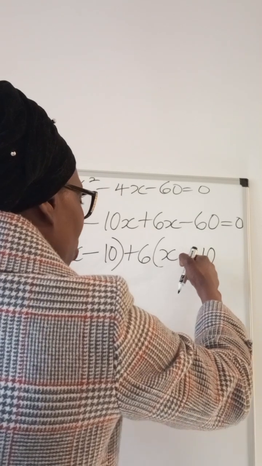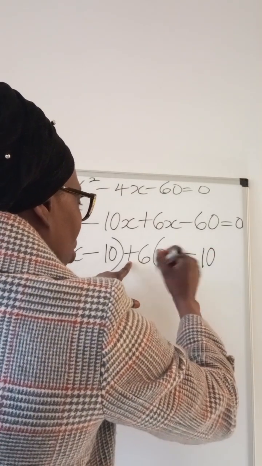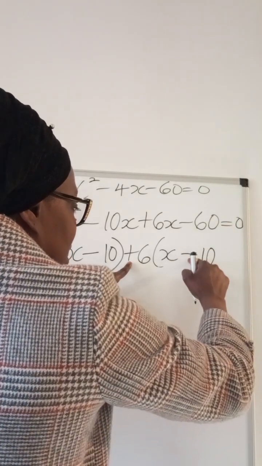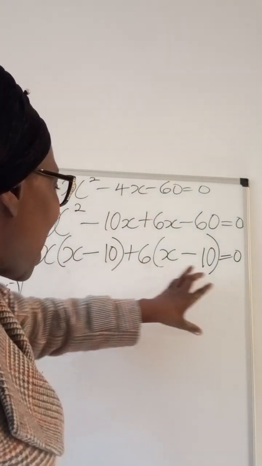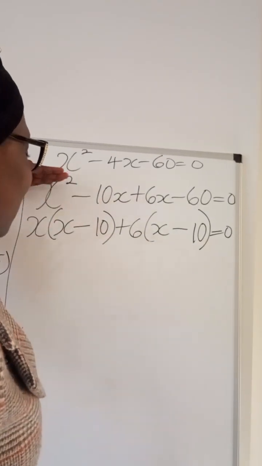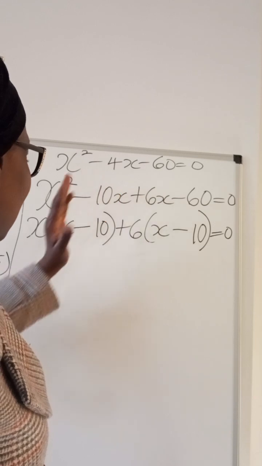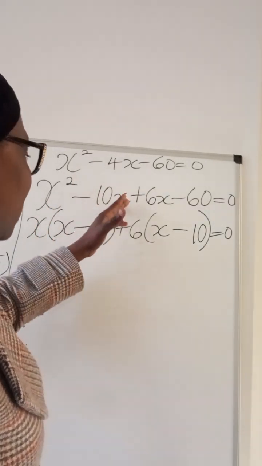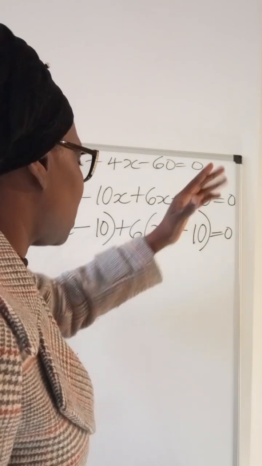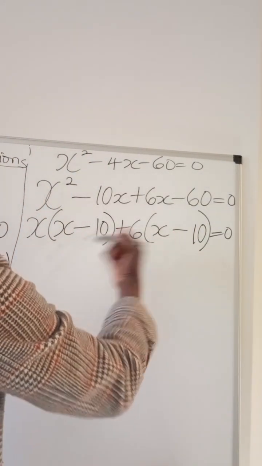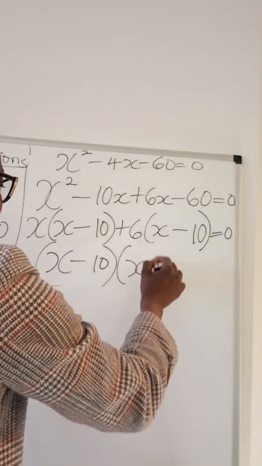Now, which sign will be here? The sign that will be here will be determined by here. Since we have plus 6 here, we're going to have minus 10 here, because plus times minus will give us minus. So the best sign here is minus 10. And I said in my previous video that if the bracket is open, we're going to get the previous line. Like this now: x by x, x squared, x by 10, that is x by minus 10, minus 10x, plus 6 by x, plus 6x, plus 6 by minus 10, minus 60. Good. So we are interested in the brackets, which are x minus 10 and x plus 6.